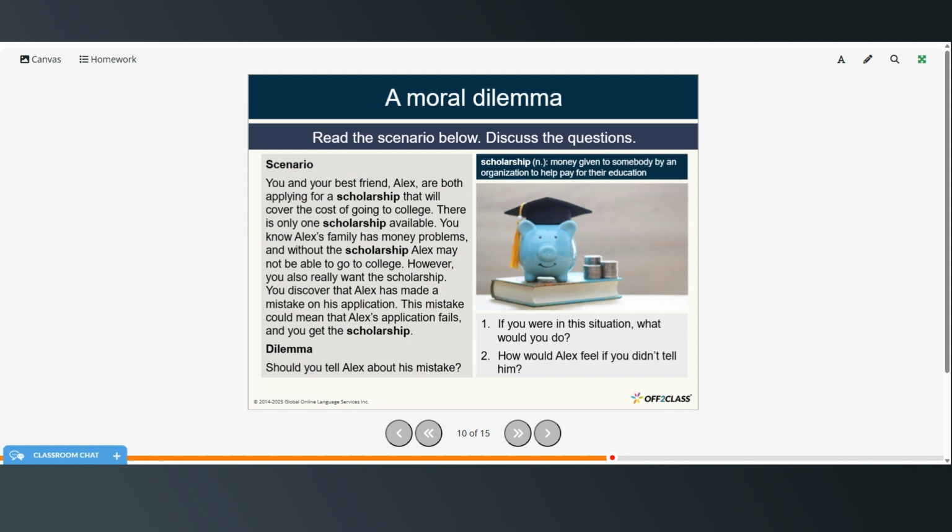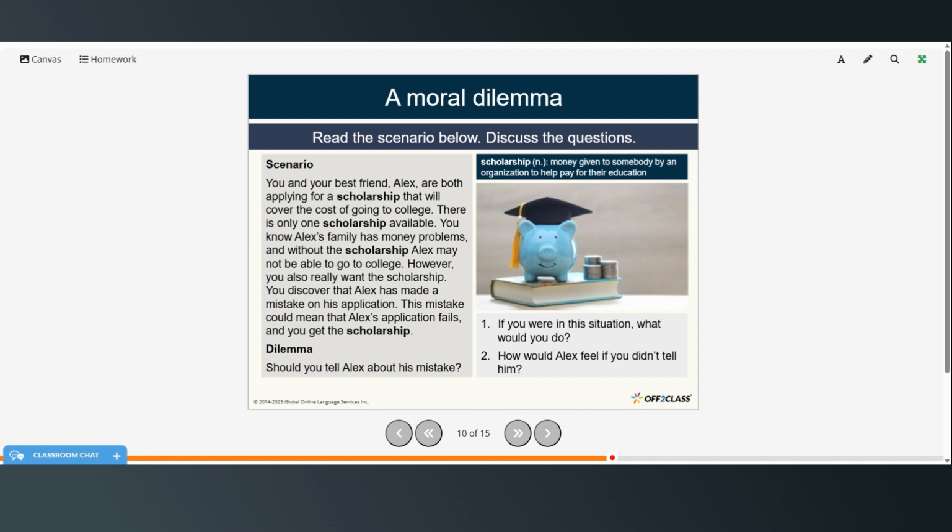You and your best friend Alex are both applying for a scholarship that will cover the cost of going to college. There is only one scholarship available. You know Alex's family has money problems, and without the scholarship, Alex may not be able to go to college. However, you also really want the scholarship. You discover that Alex has made a mistake on his application. This mistake could mean that Alex's application fails and you get the scholarship. So the dilemma: should you tell Alex about his mistake?